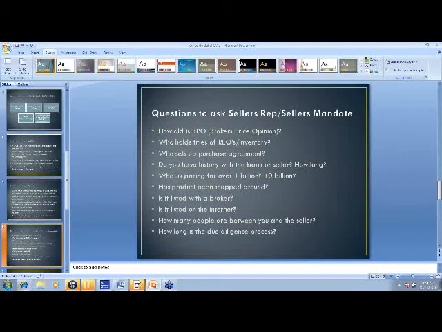Okay. And then the next thing is, has the product been shopped around? No real buyer wants to at this level. They don't want to buy stuff that's been shopped around, because the good deals go fast. If it's a good deal, it's not going to last. It's going to be gone usually in a matter of days.